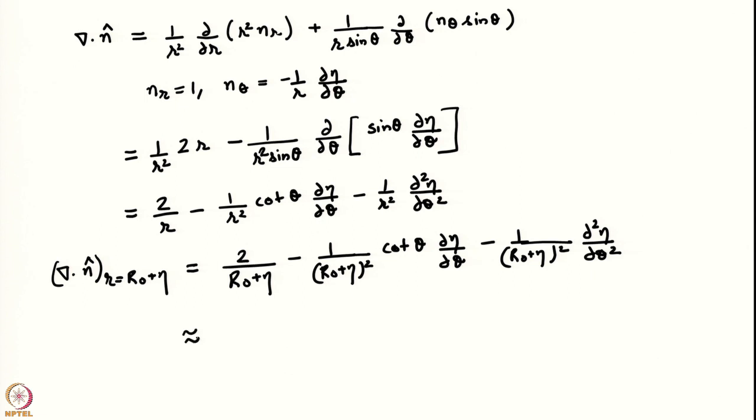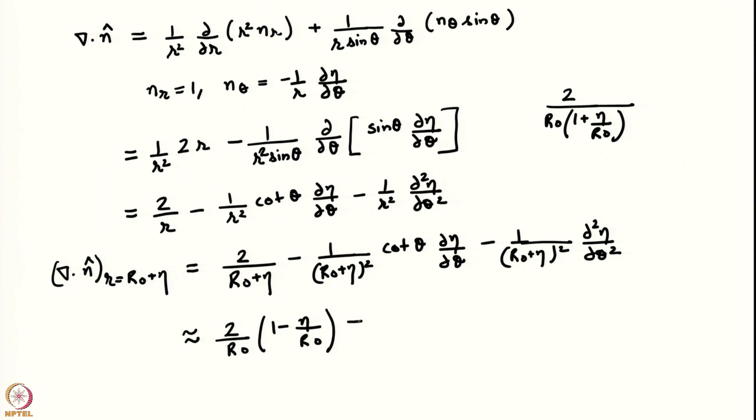You can see that I can write the first term here as 2 by r naught into 1 plus eta by r naught. Eta is a small quantity because I am going to set eta equal to some surface deformation, and that is an order epsilon quantity. I can use the binomial theorem to take it to the top, and then this just becomes 2 by r naught into 1 minus eta by r naught.